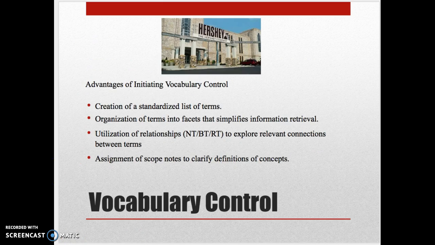The terms within the thesaurus display hierarchical and associative relationships, as well as establish a controlled vocabulary on the topic. There are several advantages of initiating vocabulary control within the subject of the Hershey's Company. The advantages include the creation of a standardized list of terms, the organization of terms into facets that simplifies informational retrieval, utilization of relationships to explore relevant connections between terms, and the assignment of scope notes to clarify definitions of concepts.